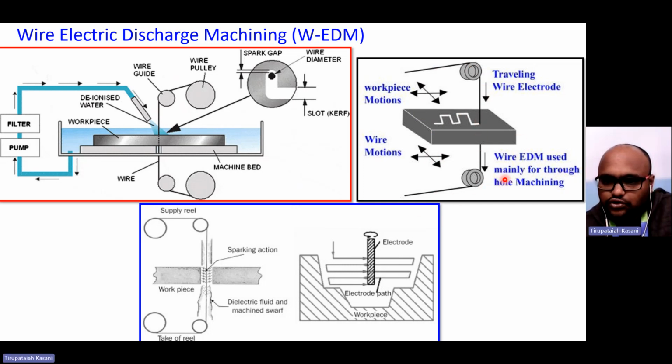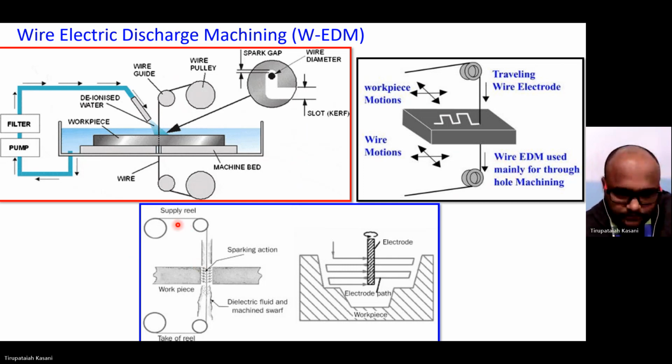Iridium is used mainly for the through-hole machining process. This is very, very important. See here, this is wire, uncut wire. This is continuous. That is the reason why this machining process is used mainly for through-hole machining.